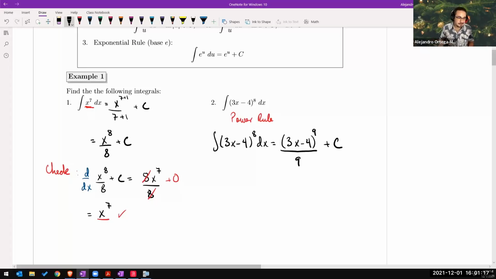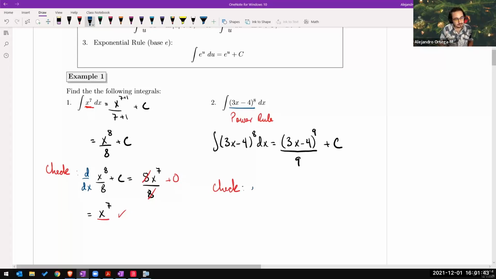Now, okay, it doesn't seem like a bad idea, but let's go ahead and check it. Let's see if our quote unquote guess is giving us good results, because if we take the derivative and the derivative matches this, then we're good.